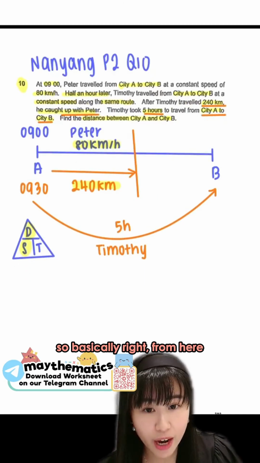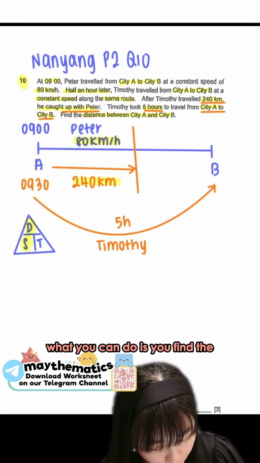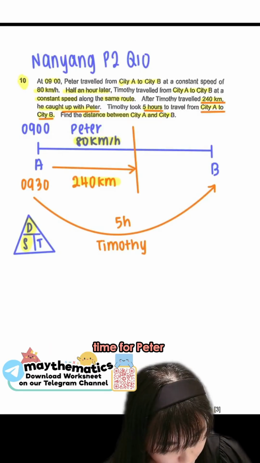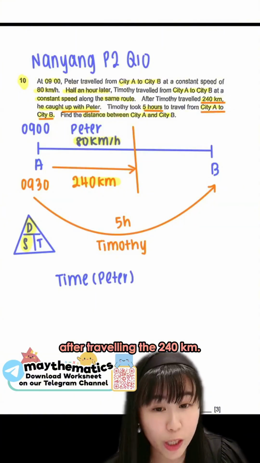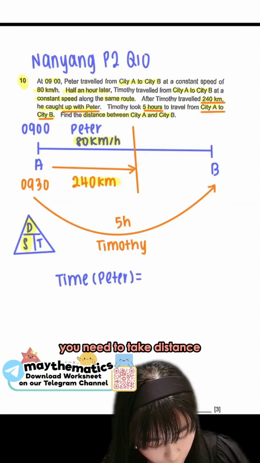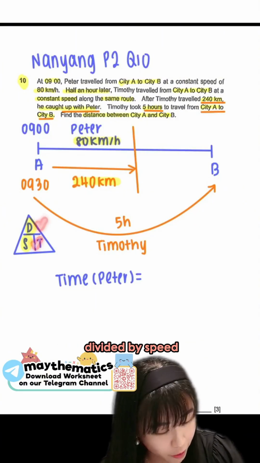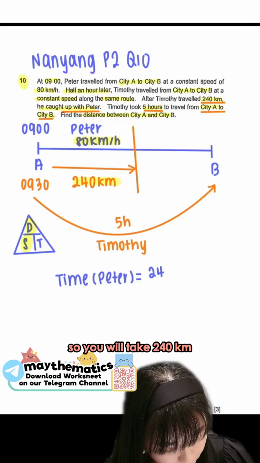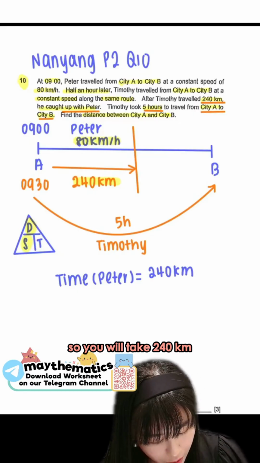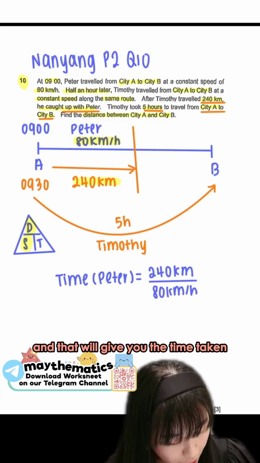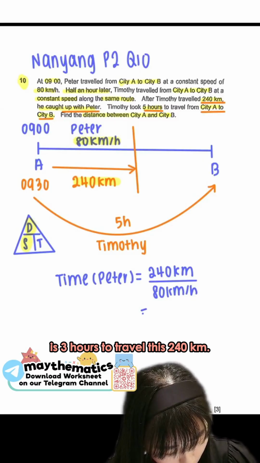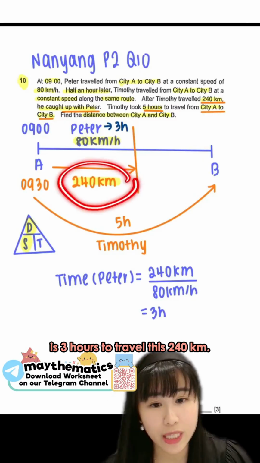So basically, from here, what you can do is you find the time for Peter. Time for Peter after traveling the 240 km. To find the time, you need to take distance divided by speed, right? So you will take 240 km divided by 80 km per hour, and that will give you the time taken is 3 hours to travel this 240 km.